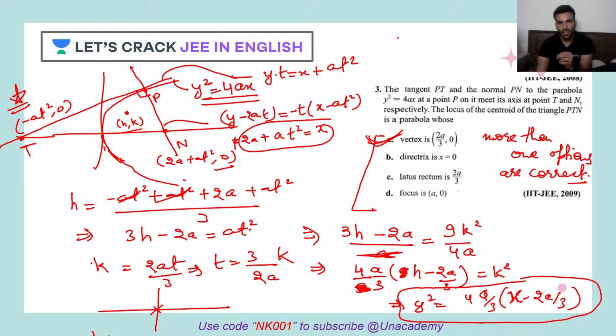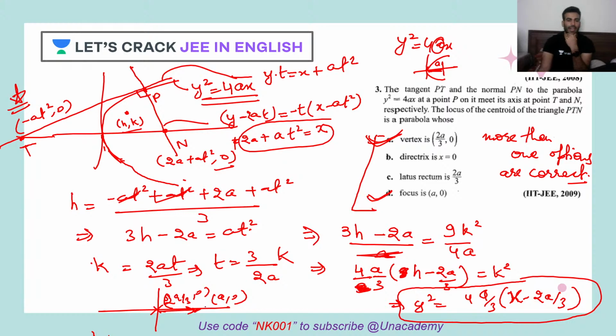So let's say if I'm just taking the standard curve, y square is equal to 4ax. So we have vertex at 0 comma 0. So our focus is always this a distance ahead of the vertex. So here this a is actually a by 3. So from 2a by 3 comma 0, you have to move a by 3 ahead. So this point, your focus will be a comma 0. So option D is also correct.